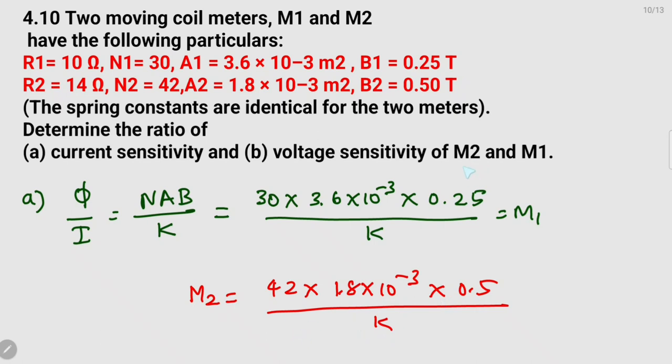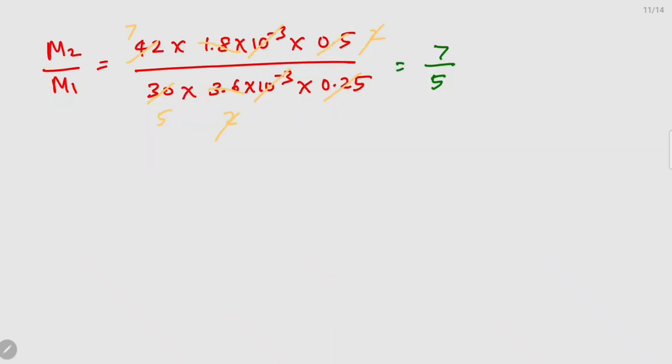Now we have to do M2 by M1, because they have asked for the ratio of M2 by M1. See, I have made the cancellation. Mostly all terms will get cancelled, so it is only a simple table. So 7 by 5; you can stop here, or if you want, you can write it as 1.4. So the ratio basically is 7 is to 5. Whichever way you express your answer, you will be given marks. So this is the ratio between the second MCG and the first MCG, M2 by M1, for current sensitivity.